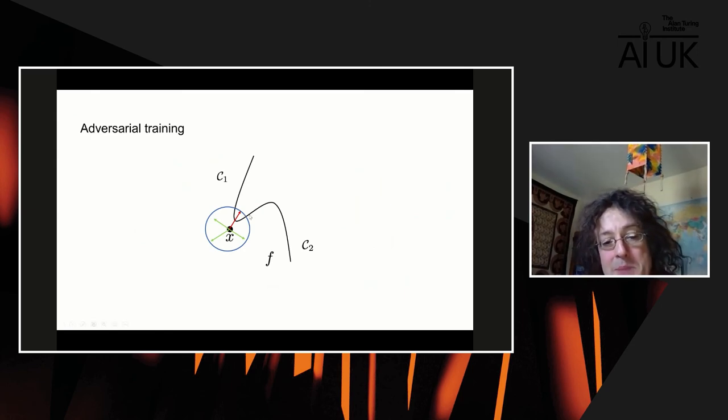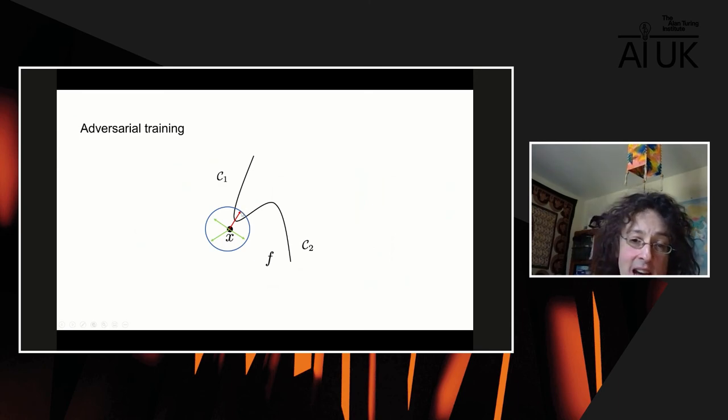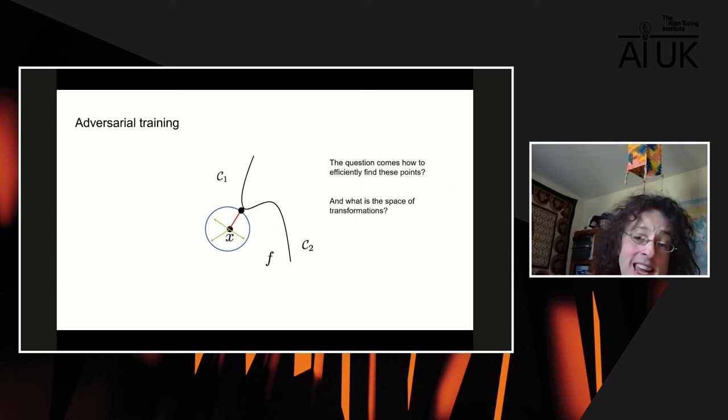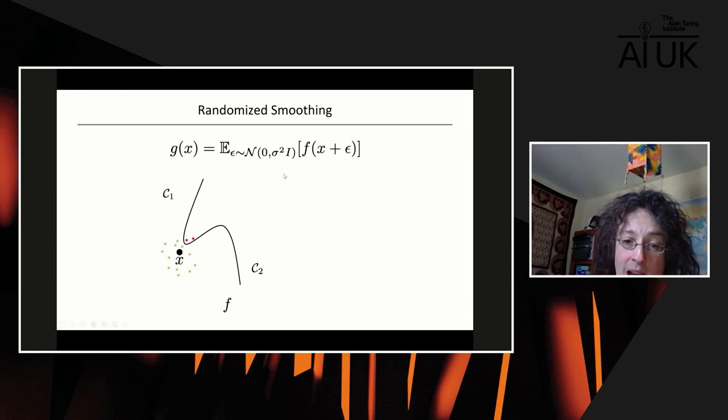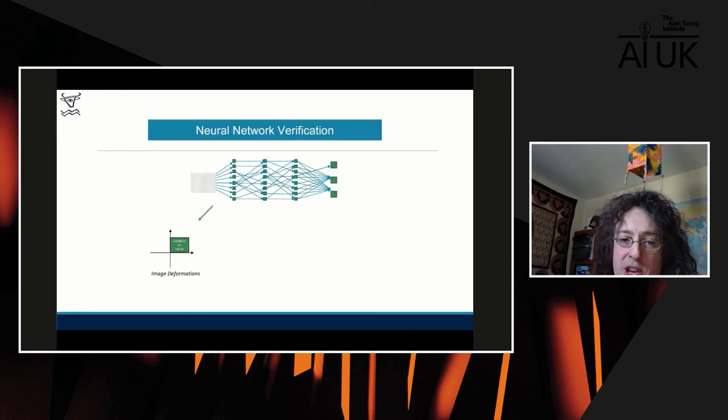One idea might be to do what's called adversarial training, where I look for the worst case for one of these attacks, I add in a point, and then I retrain, and that changes the transformation barrier. Another type of training might be to take a majority vote around this, which leads to a smooth classification boundary, and that's called randomized smoothing. I won't go too much into that.